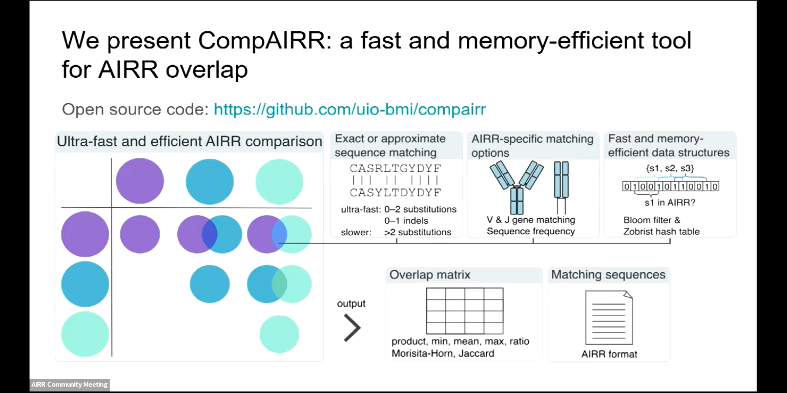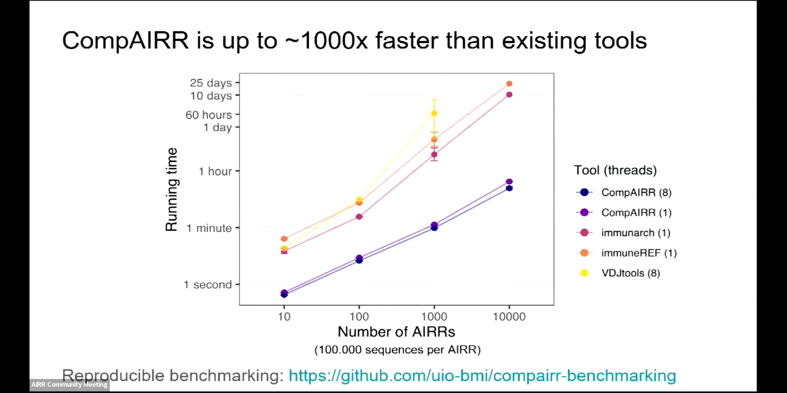As an output, CompAIRR generates an overlap matrix, which can contain many different basic raw statistics, but we can also directly output a Morisita-Horn or Jaccard distance matrix of all against all repertoires. And then we can also export the exact sequences that were found to match across repertoires to an AIRR format output file, which can be used for further analyses with other tools.